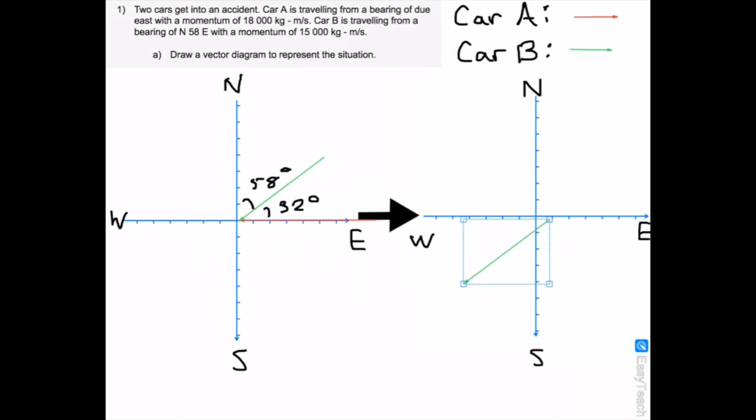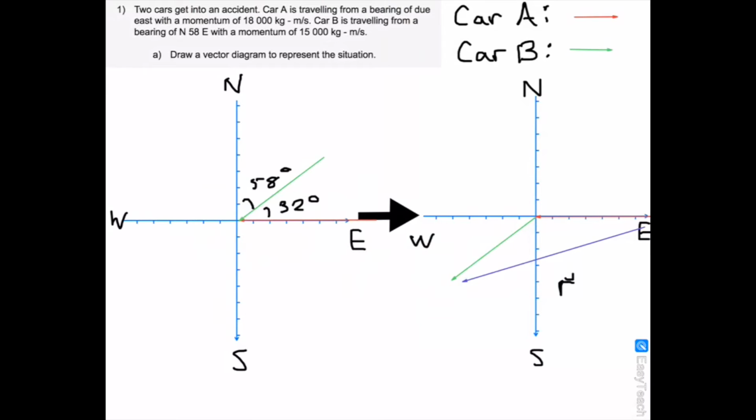And then from here, I simply move vector B so that the vectors remain tip to tail, and this gives me my vector diagram. And now that I have the vectors tip to tail, I can find the resultant vector, which is the blue vector I have here on the screen.